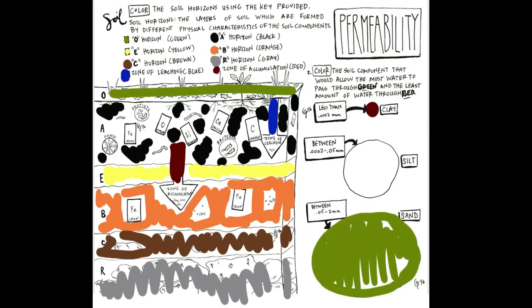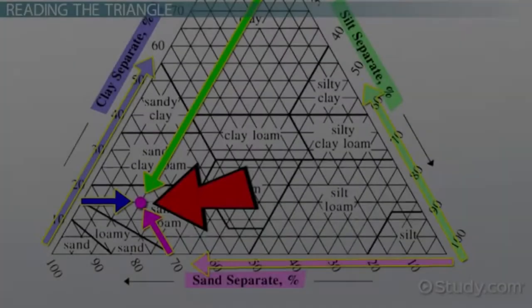If you look now, you can see that I finished the coloring sheet, and so red being the least permeable, they're smaller, and so when they stick together, it's like they form a barrier. Silt, especially in a mixture, allows for more filtration of water, and then sand is largest, so it allows for the fastest and most water to go through.